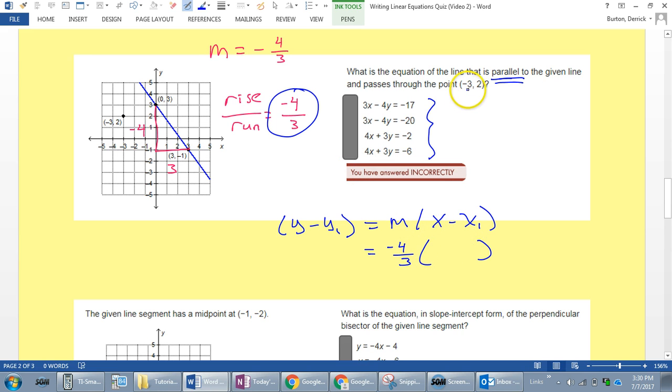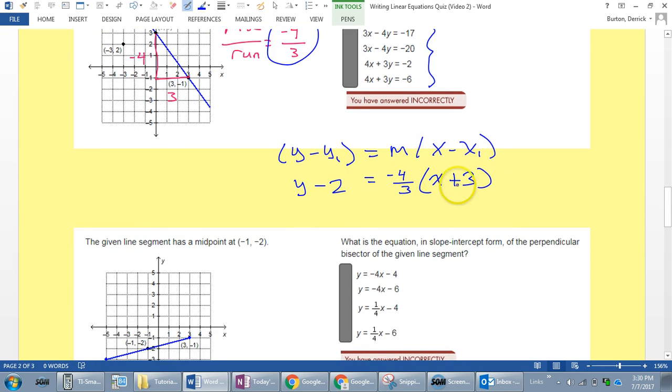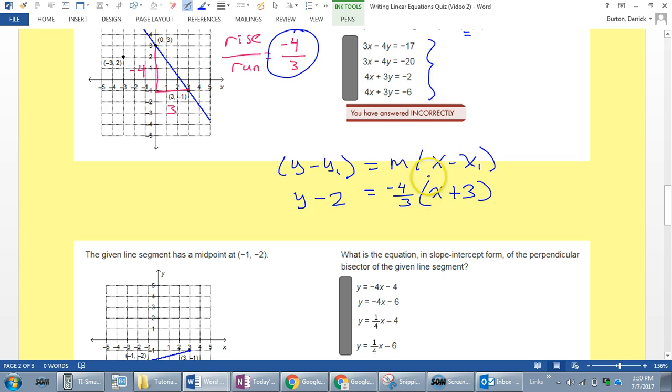Now my x, see the -3? What am I going to put inside the parentheses? +3, -2. Yeah. +3, and then for the y, I'm going to put the -2 over here. Okay? So this is an equation of the line. But none of the answers are in that form, so I need to fix this. I need to get rid of the parentheses and I need to get rid of the fraction.